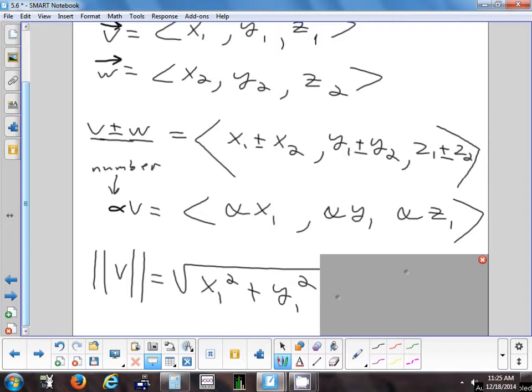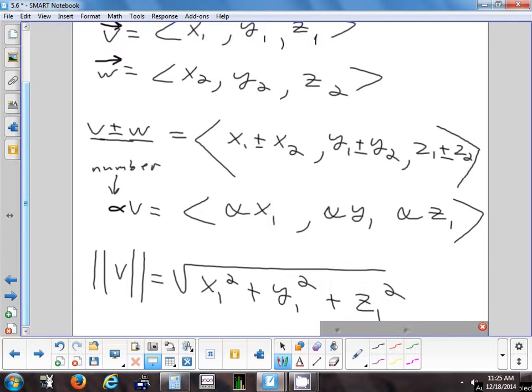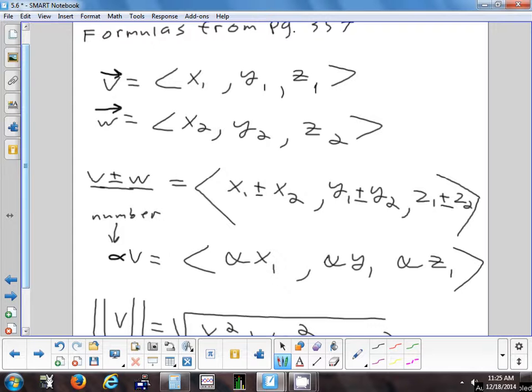Okay, what would you have to add on to this to find your distance in 3D? z1 squared, yeah. So to find the magnitude of a vector, square each component, add them up, and take the square root. Same formulas we had all week. That's the magnitude of a vector. Okay, any questions on those formulas? Okay, the notation is the same. If something is written as a vector, it should either be written as a bold letter, or you can write it as a letter with an arrow over it.